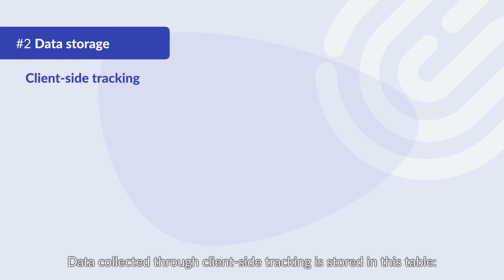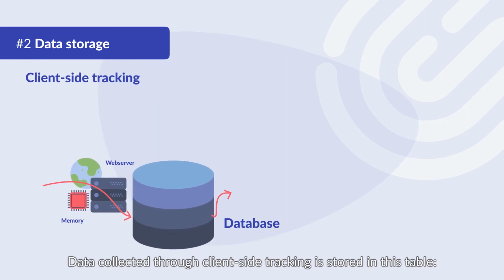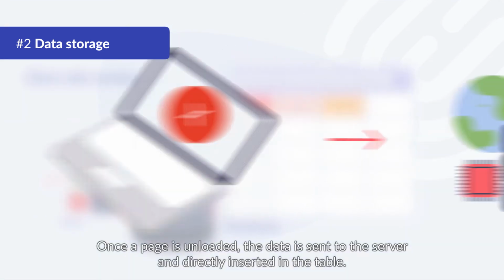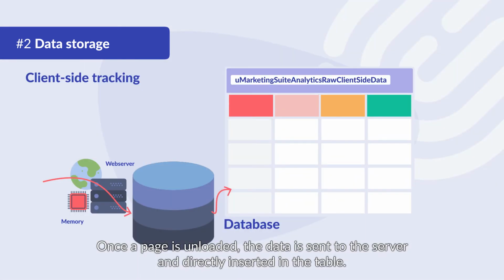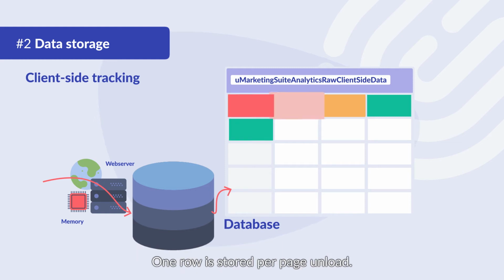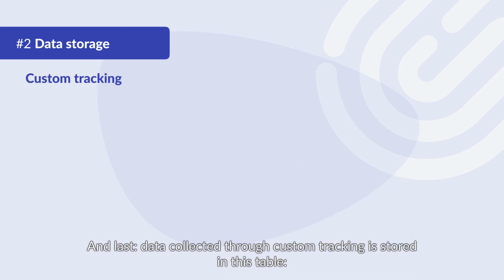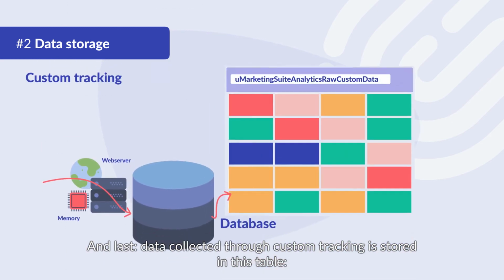Data collected through client-side tracking is stored in this table. Once a page is unloaded, the data is sent to the server and directly inserted in the table. 1 row is stored per page unload. And last, data collected through custom tracking is stored in this table.